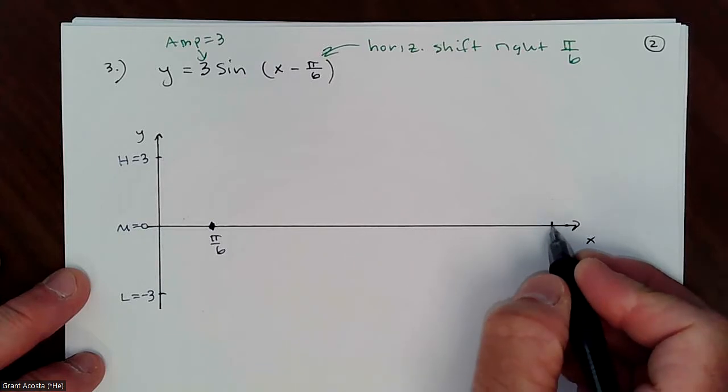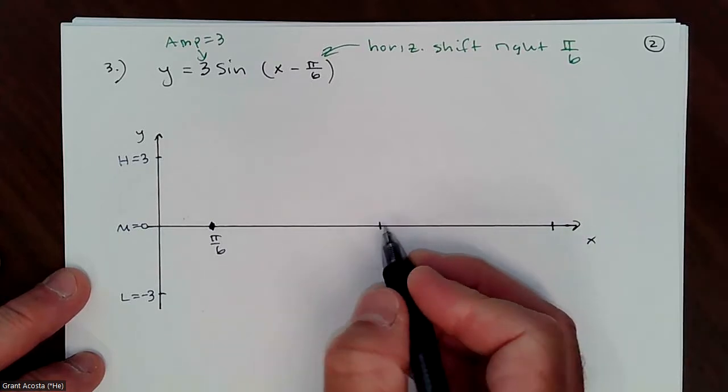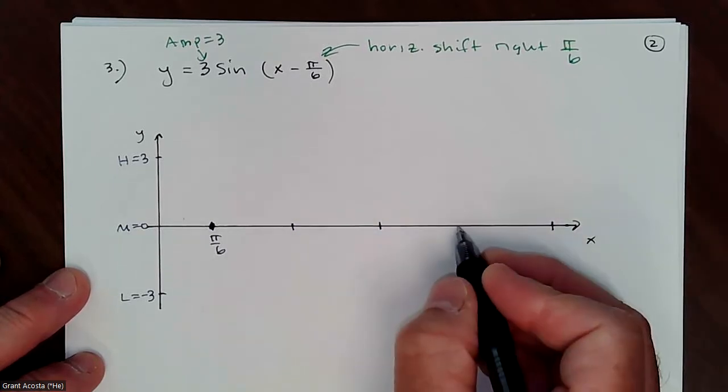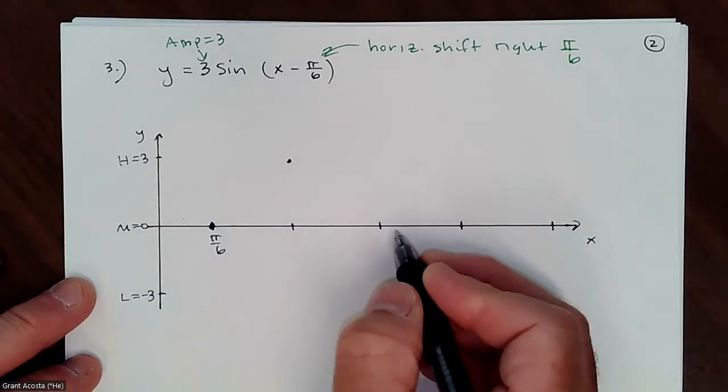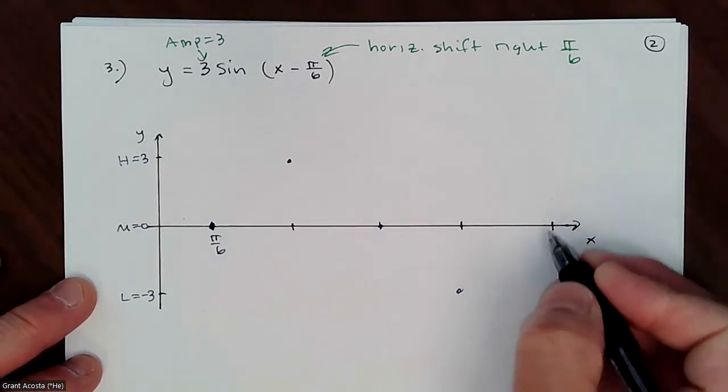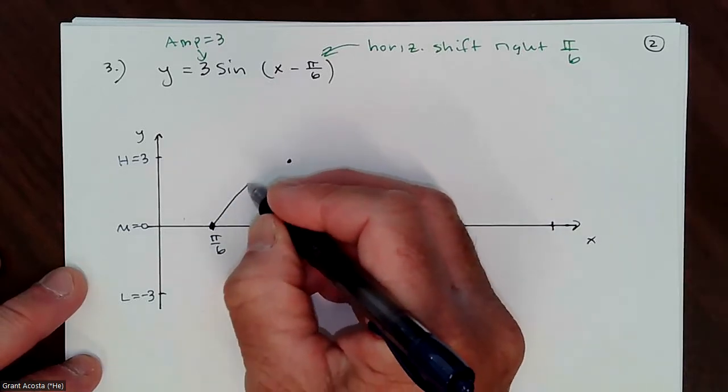Now let's go ahead and sketch our graph. There's going to be 4 parts to this sine graph. We know a sine starts at the middle, then goes high, back to middle, low, back to middle. So we've got our graph.